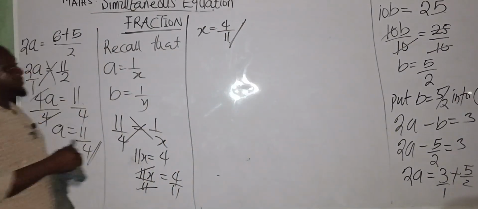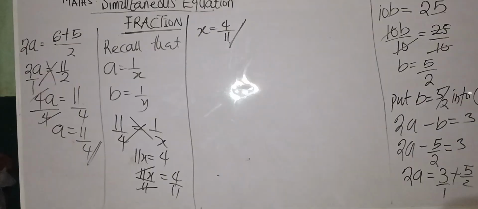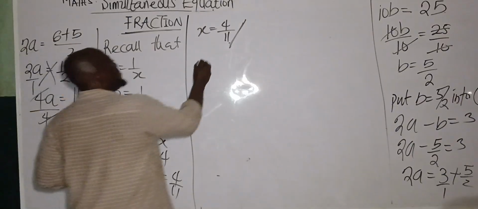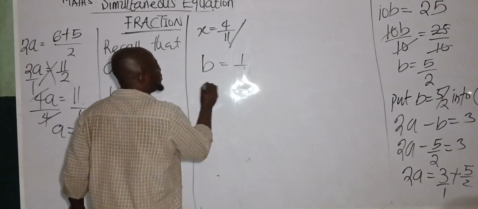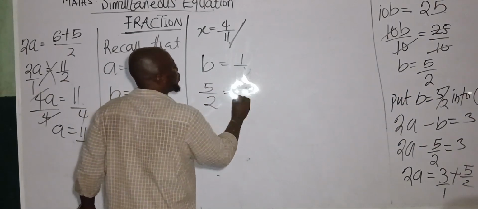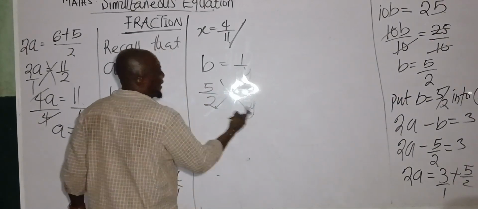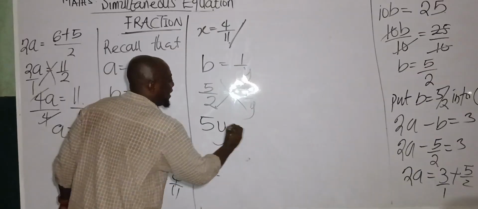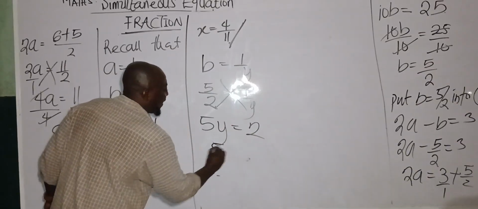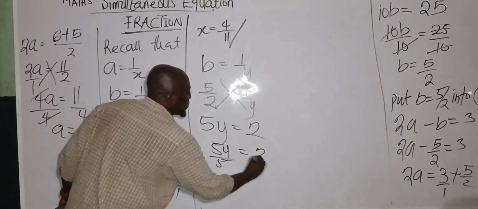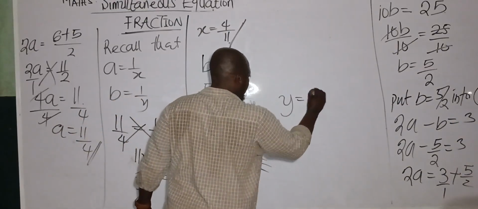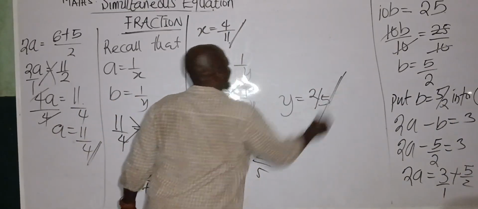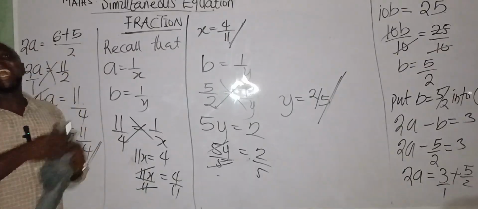This is it. So how do I get my b? Same thing. We already know that b is equal to 1 over y. So what is my b here? 5 over 2. So I'll remove this and put 5 over 2 here, equals 1 over y. Cross multiply here. This will give us 5y equals 2. Divide both sides by 5. So this takes care of this. My y therefore becomes 2 over 5. So this is the value of that. This is how you do this.